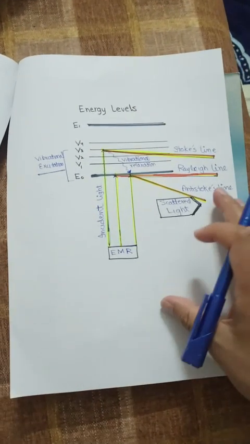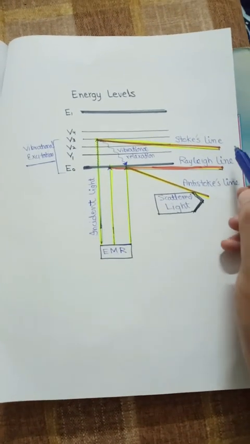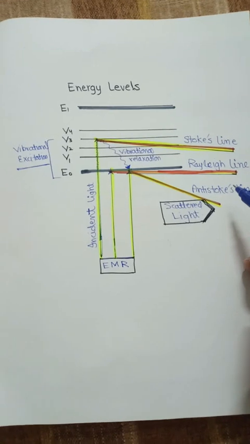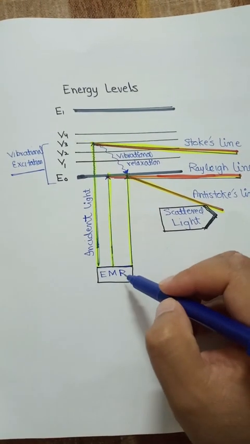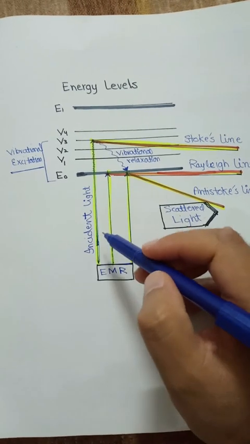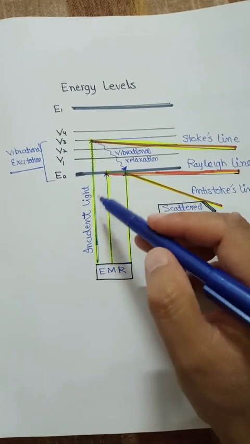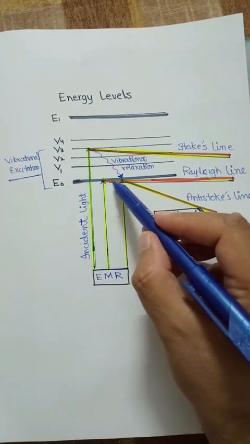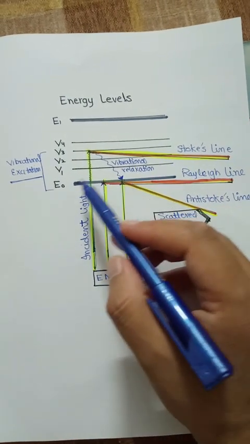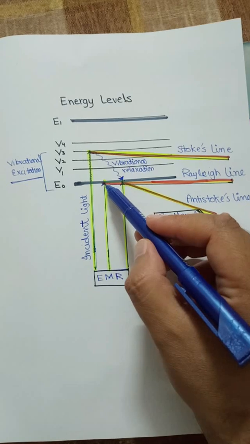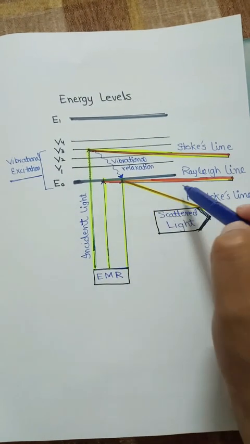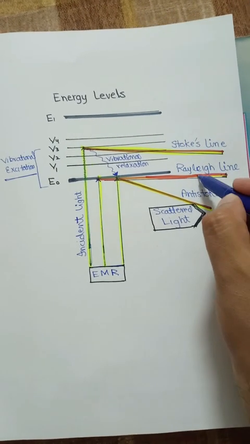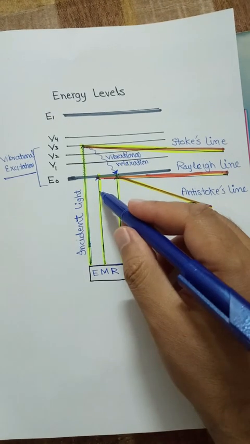If we look at the energy level diagram of Raman spectroscopy, or how the vibrational excitation or relaxation occurs in the energy levels, here we can observe that when electromagnetic radiation, the incident light, falls on a molecule, in case of the Rayleigh line, this light is scattered from the electronic ground state and vibrational ground state of the molecule. So this represents the Rayleigh line, which is equal in frequency to the incident light.